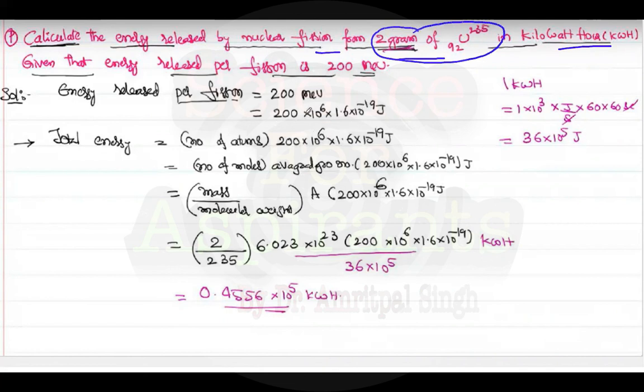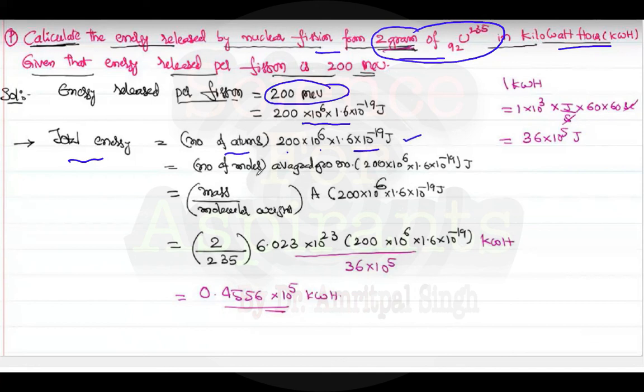So, energy released per fission: we know that when one neutron interacts, approximately 200 mega electron volt of energy is released from one uranium atom. So that is equal to this much energy in joules. So the total energy is the number of atoms times 200 into 10 raised to power 6 into 1.6 into 10 raised to power minus 19, converted into joules.